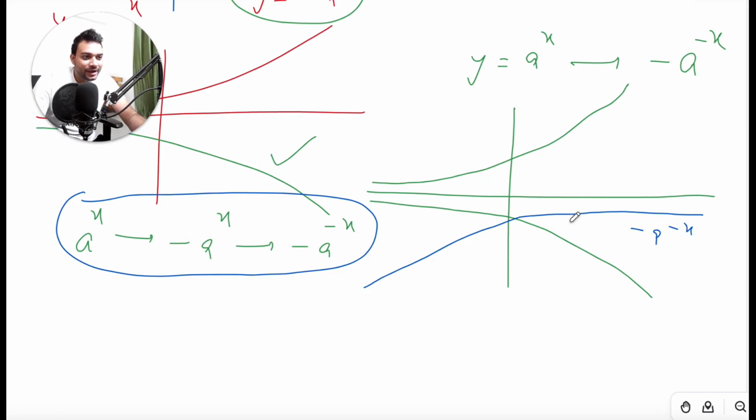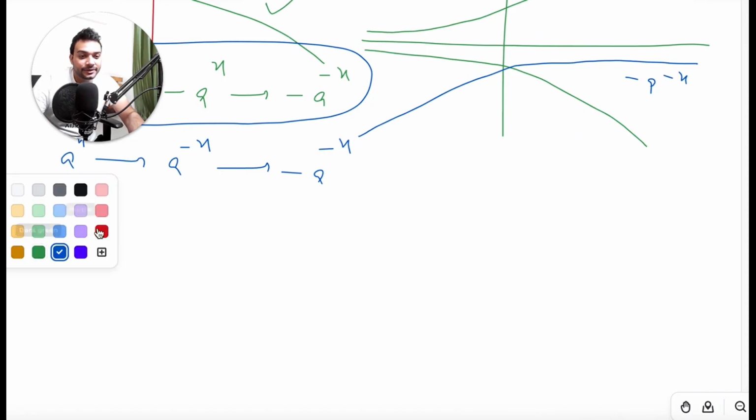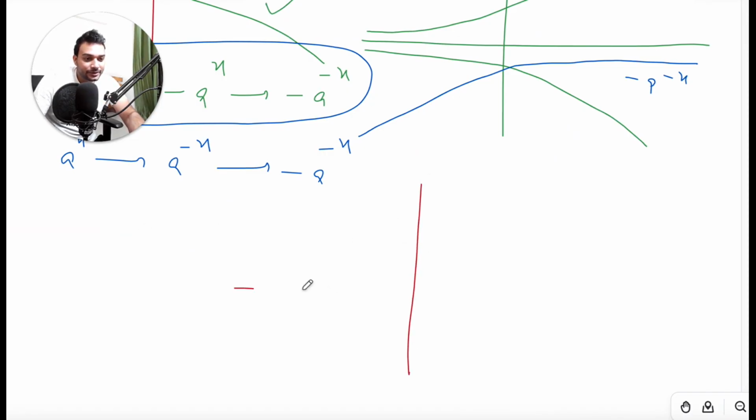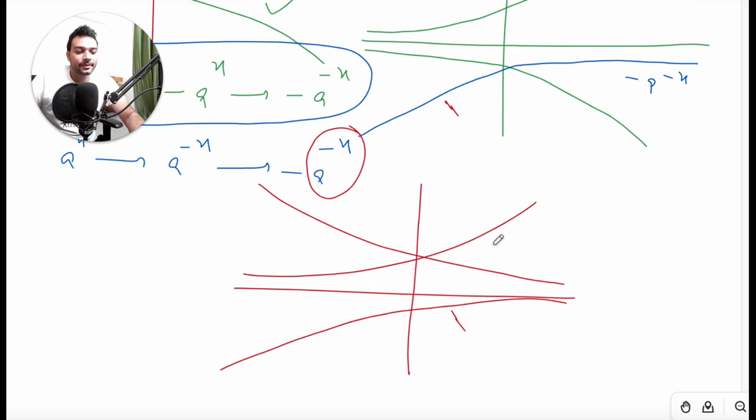Like why did you take the mirror image in the first place? You could go by another sequence. You could go a raised to the power x goes to a raised to the power negative x goes to negative a raised to the power negative x. How would that look? Let's see. You can try it yourself as well. So a raised to the power x, a raised to the power negative x, I take the mirror image like this, then negative a raised to the power negative x. So I already have this. The negative of this whole function would be a mirror image about the x-axis. Yes. See, we're getting the same thing, this one and this one. Okay, this is done. This is clear.